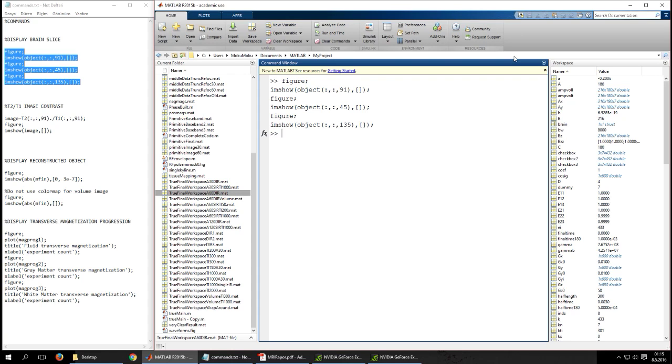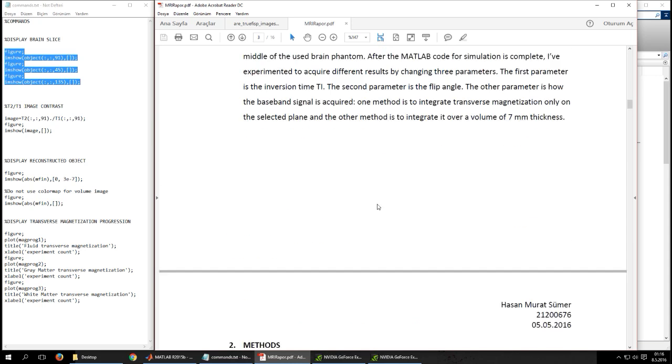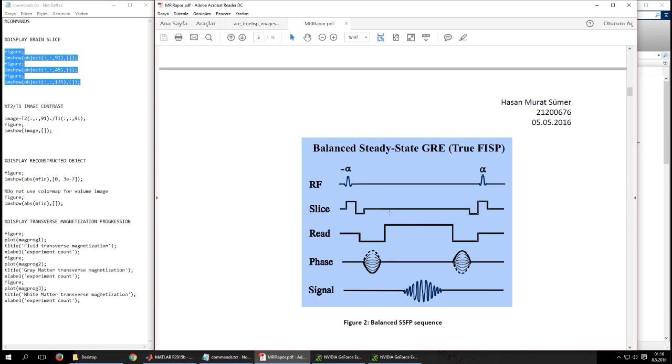So what is FIESTA? FIESTA is an acronym for Fast Imaging Employing Steady-State Acquisition. It is the trade name of General Electric for Balanced Steady-State Free Precession Imaging Sequence, or Balanced SSFP in short. Siemens calls theirs TrueFISP, so FIESTA and TrueFISP are basically the same thing. They are a category under gradient echo sequences. Here you see a typical FIESTA sequence.